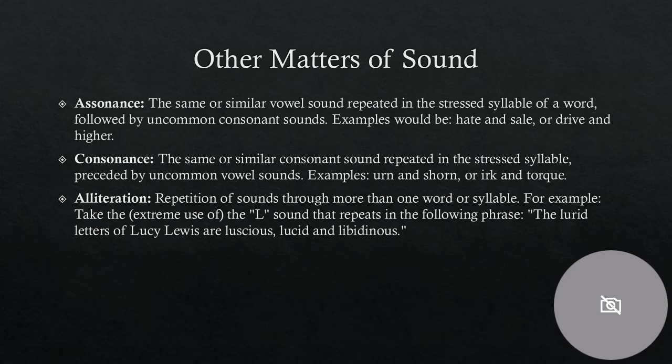Assonance is when the vowels rhyme in a word, like hate and sail, drive and hire. So like the I's and the A's. Consonance is where the consonants rhyme: earn and shorn, irk and torque. And alliteration is where the words start with the same letter, the same sound: lurid, luscious, lucid, libidinous.